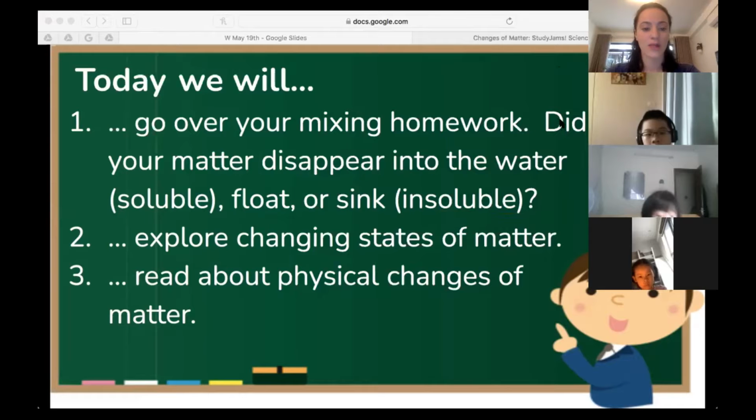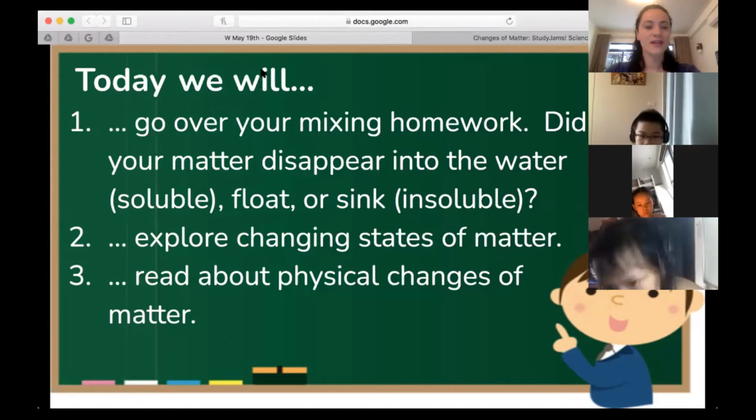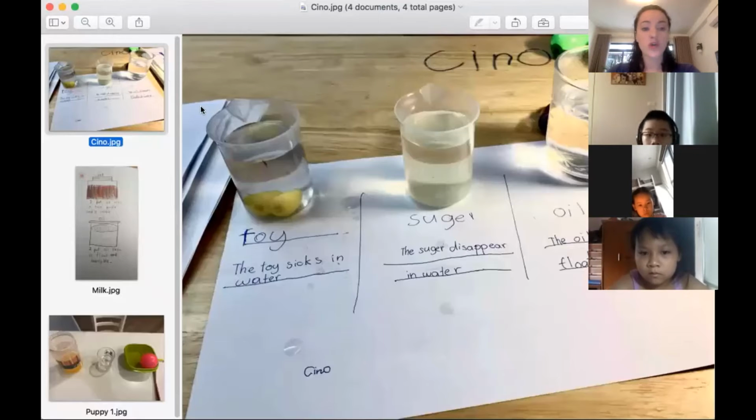All right, today we will number 2, Ben 10. Today we will 2. Explore changing states of matter. 3. Read about physical changes of matter. Very good. Okay, so we'll learn about changing states and physical changes to matter. So the first one we're going to do is go over your homework, soluble or insoluble. I'm just showing a few. Remember, you'll go over homework more with Miss Kim Ang later.